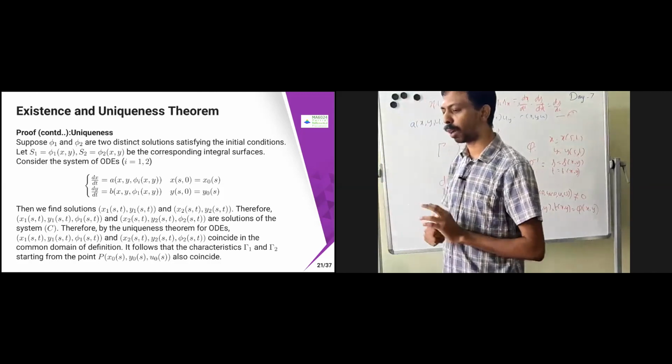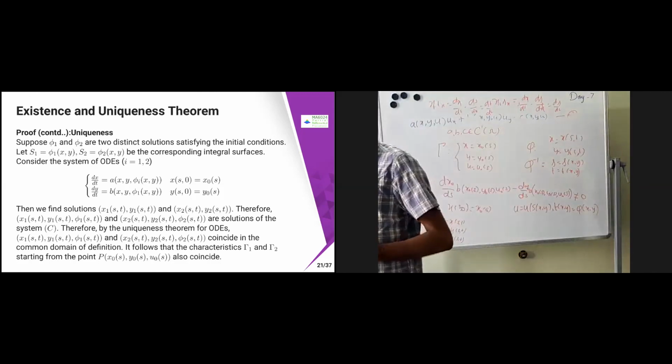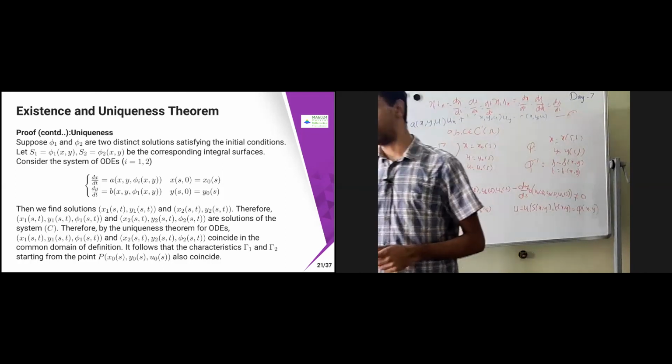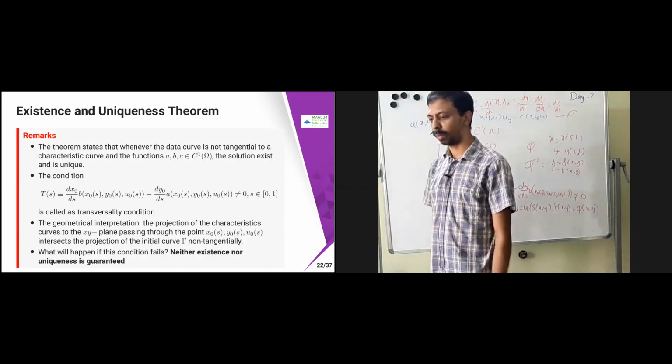Therefore, the Γ1 and Γ2 starting from the point P coincide. That means what? Your φ1 and φ2 are the same. Therefore, no distinct solution will exist. This one is the same.